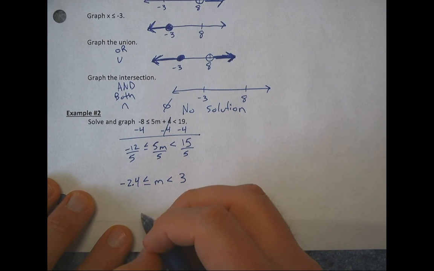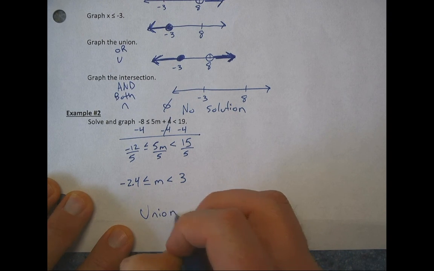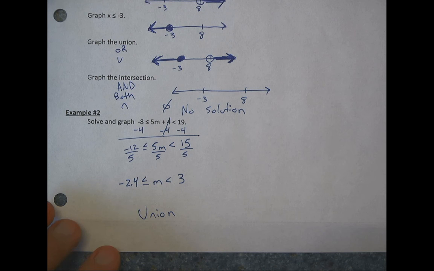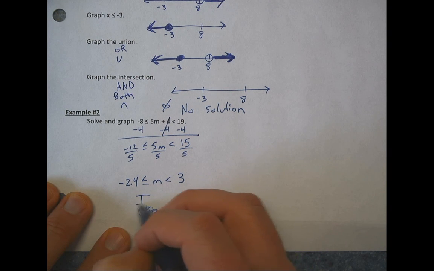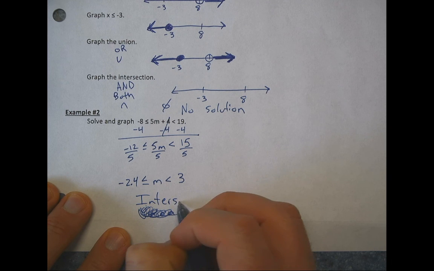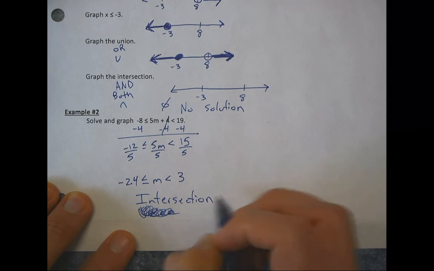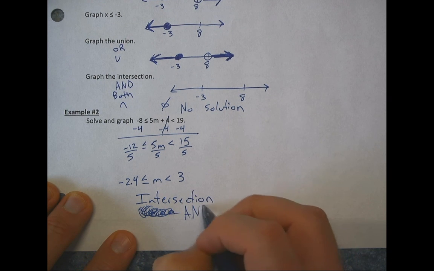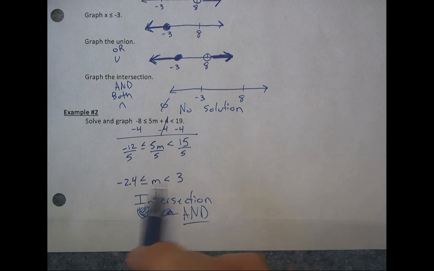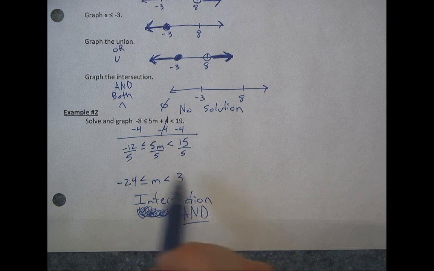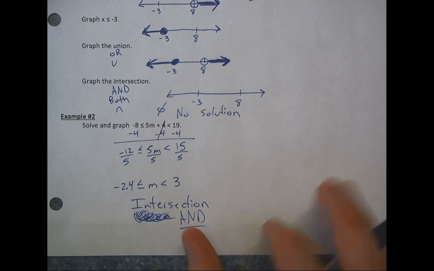Okay, so this is going to represent not a union, but an intersection. This is an "and." So where do these two solutions intersect? It can't be either/or. You're not just combining the two solutions. It has to be where they intersect. So this is going to represent an intersection.